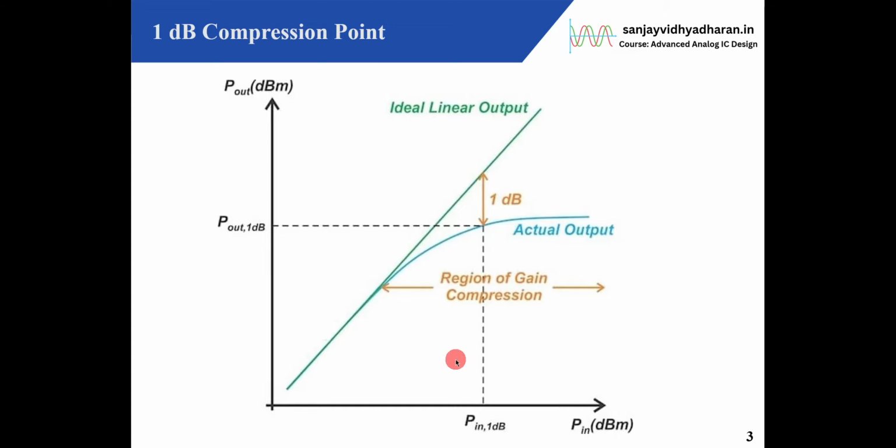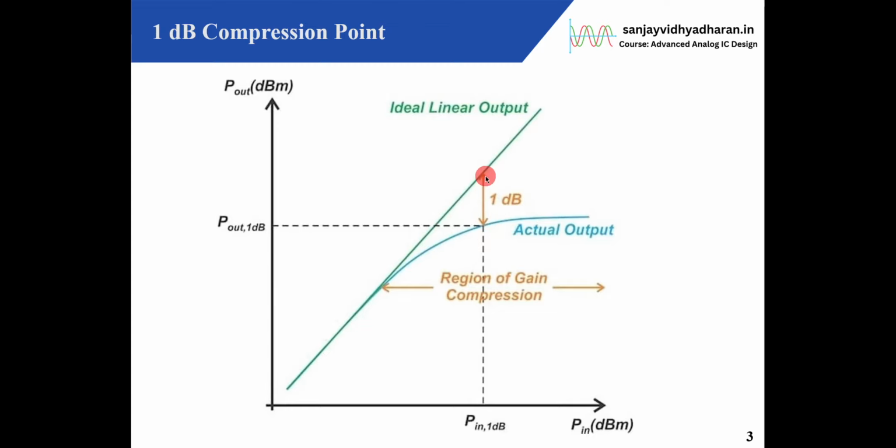Now if I plot, this is the input, where I'm increasing the input power, and this is the output power. This is for an ideal amplifier, where the ratio of the output to input is constant, so the slope is constant. But normally in all practical amplifiers, after a certain input level, from here, the gain is reducing out here.